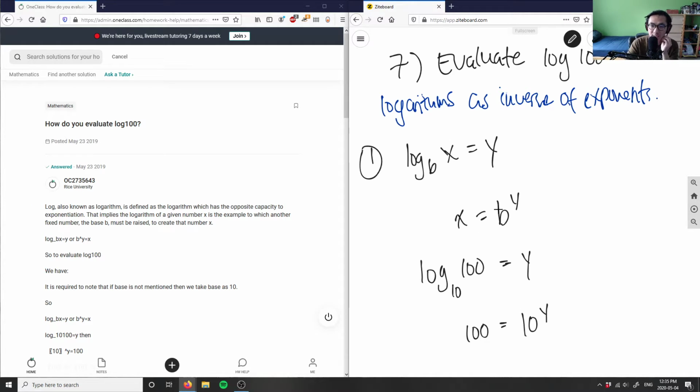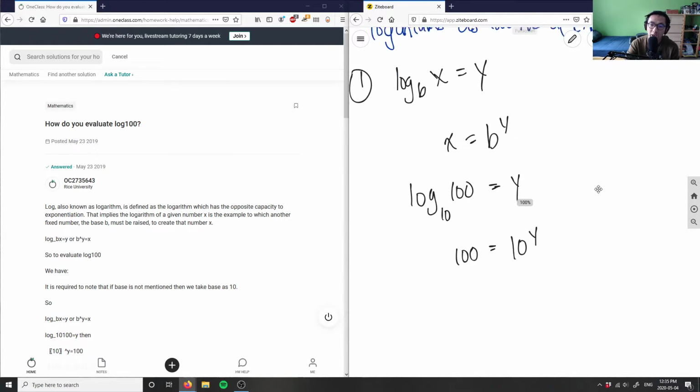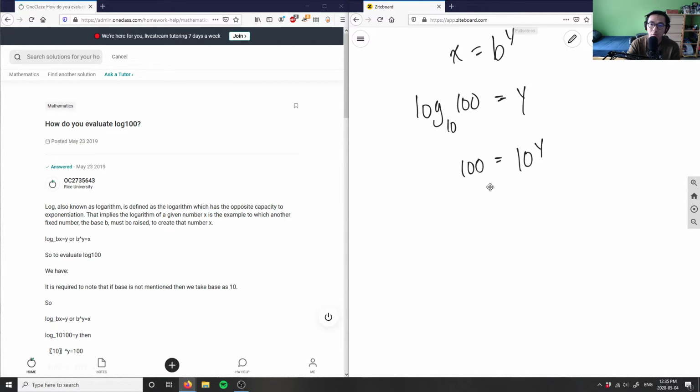Again, x here equals 100, b here is our base, which is 10, and y here equals our exponent, right? And now we can solve this problem. We have 100 equals 10 to the power of y. What number y would belong here to satisfy this equation?